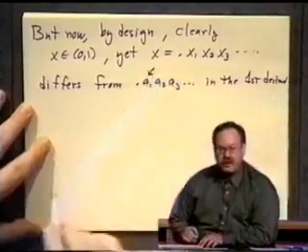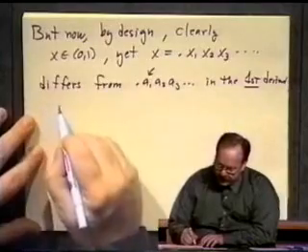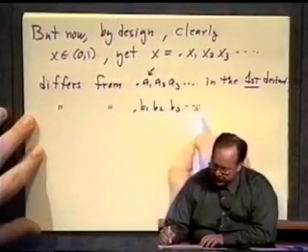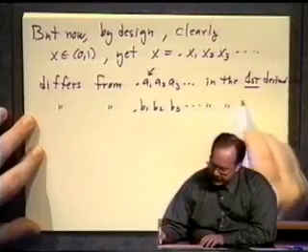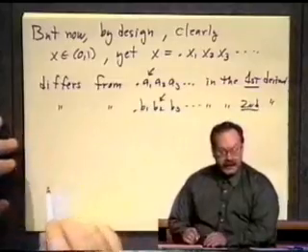So it differs right there, as I mentioned on the previous page. So it differs in the first decimal. It also differs from point B1, B2, B3 in the second decimal right here. So it's not equal to that one.